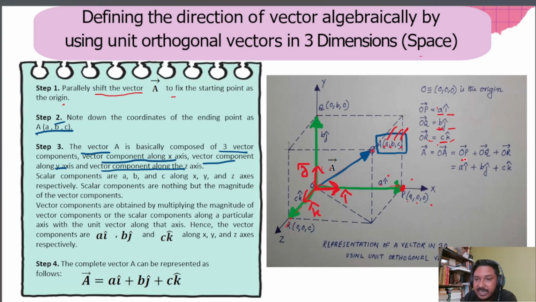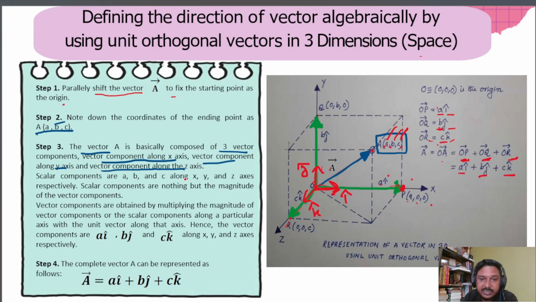Now simply add these vector components. So OP vector plus OQ vector plus OR vector, that is A i cap plus B j cap plus C k cap. That will give you the total vector OA vector, or simply the A vector.